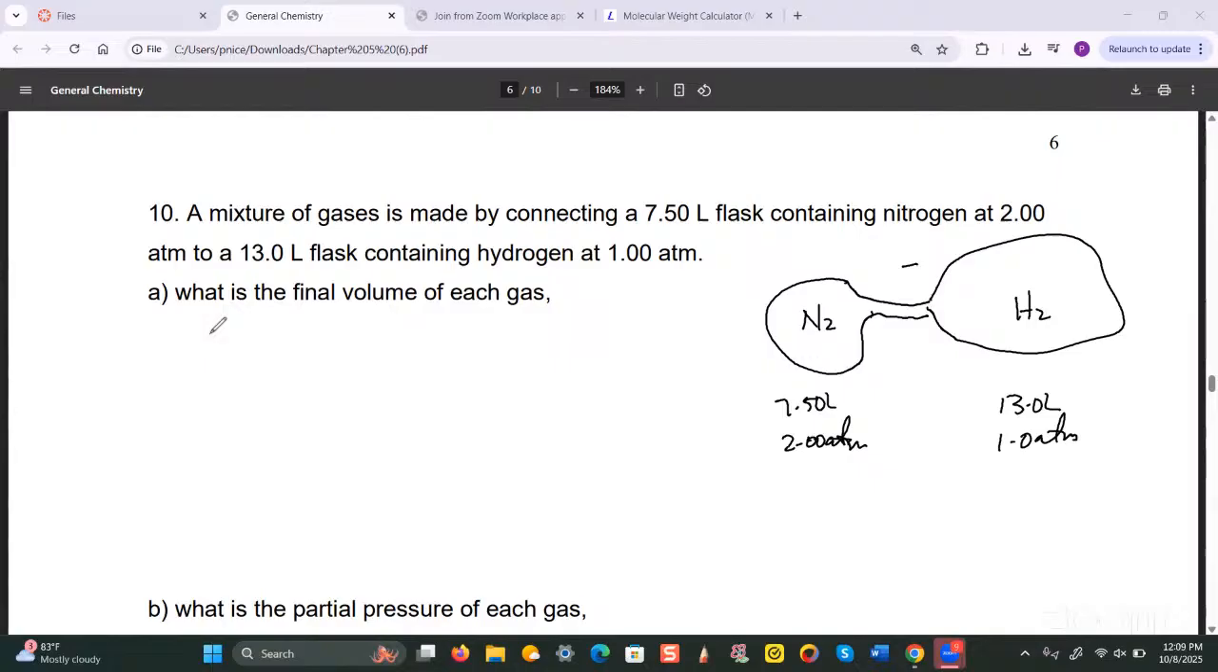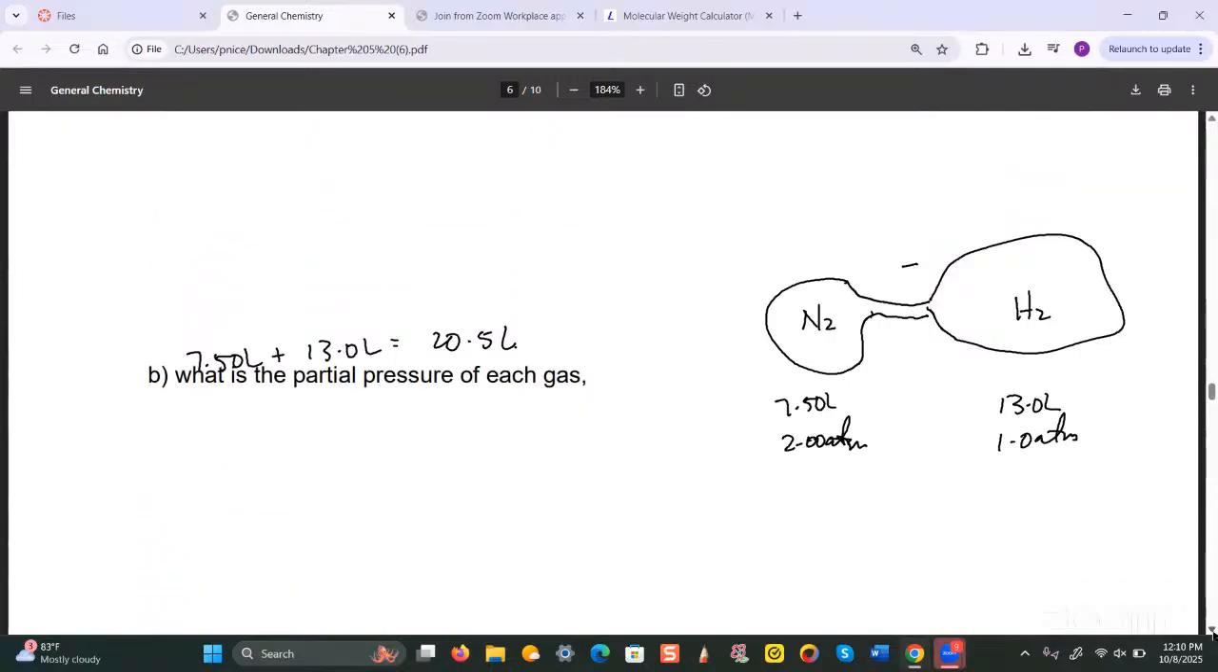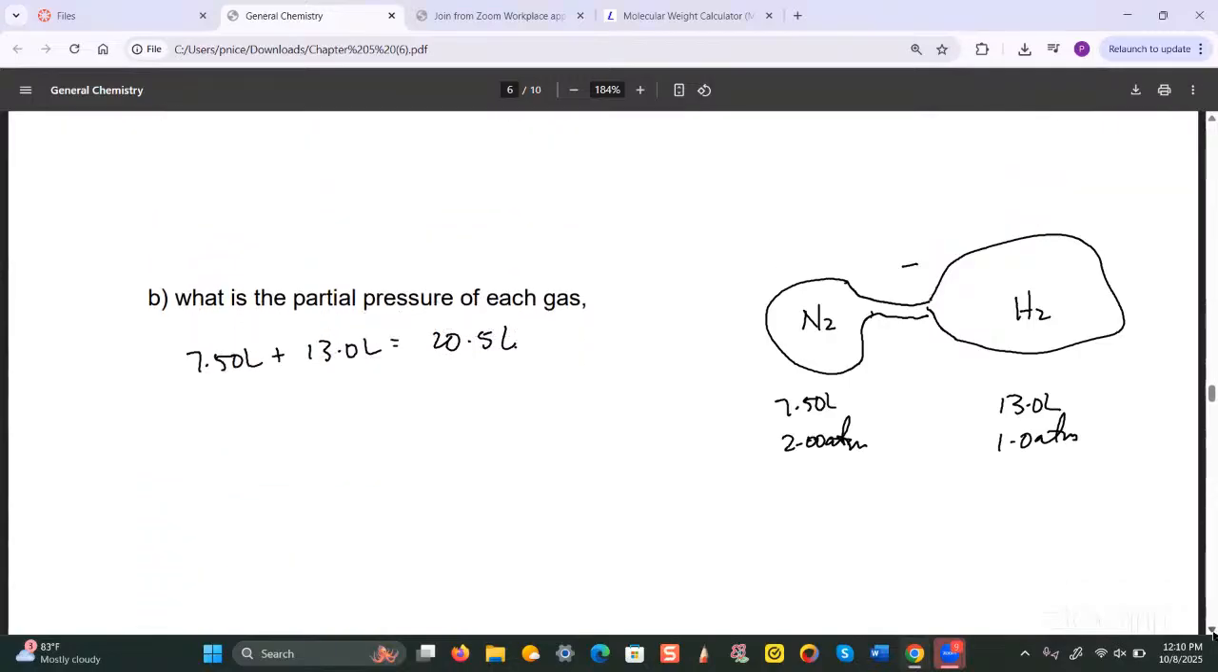20.5. Okay, how did you get that? Adding the volumes, 7.50 liters plus the 13.0 liters, and that will give you 20.5 liters. Okay, very good. So the next question is, what is the partial pressure of each gas? Now, the assumption is they're talking about the partial pressure of each gas upon mixing, right?